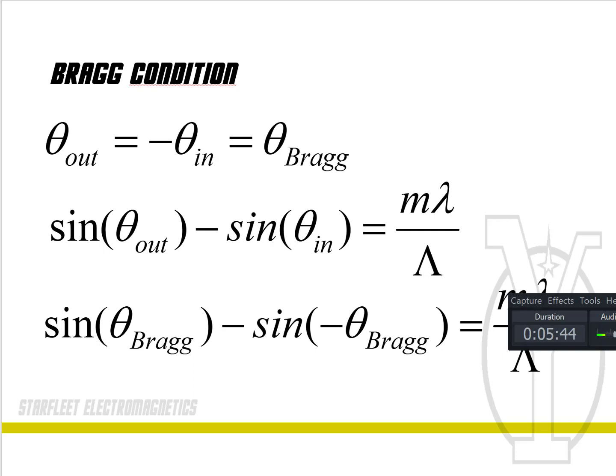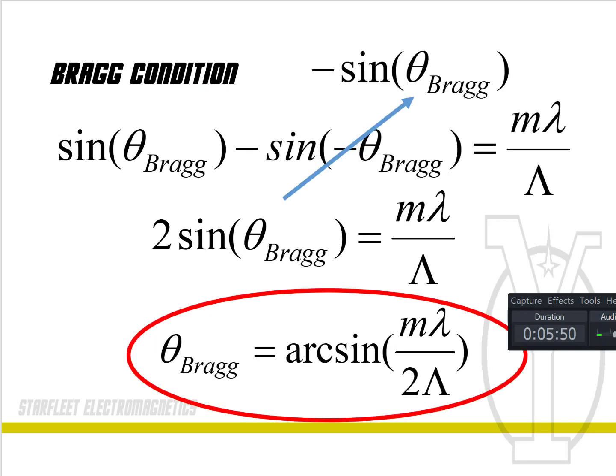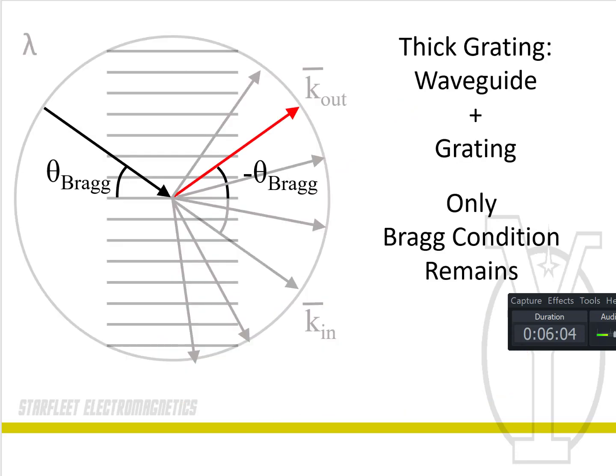If we apply the Bragg condition to the grating equation, shown here, we see that the sine terms now add, and we can solve for the Bragg angle, which is equal to the arcsine of m lambda over 2 times big lambda. Fun fact, some gratings are so thick that they become waveguides, and only the first order of diffraction is allowed to propagate. For thick gratings illuminated using the Bragg condition, only one output order survives, giving 100% diffraction efficiency.